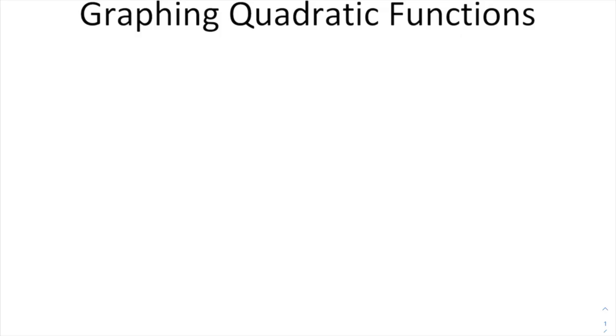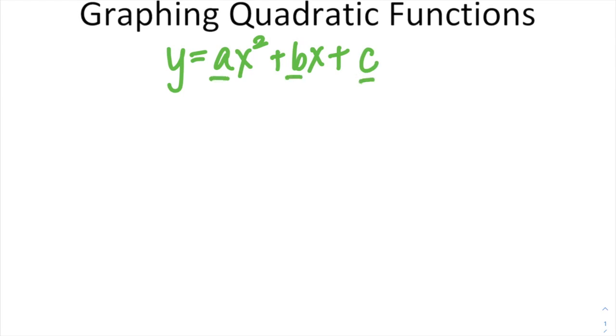So we're going to graph quadratic functions that are in standard form. Standard form is a typical way that you've been seeing quadratics: y equals ax squared plus bx plus c. And remember, a, b, and c are all some number. So an example would be y equals 2x squared minus 5x plus 8.